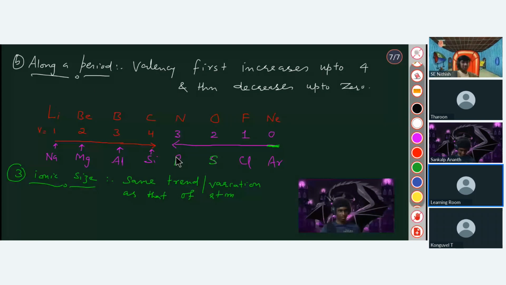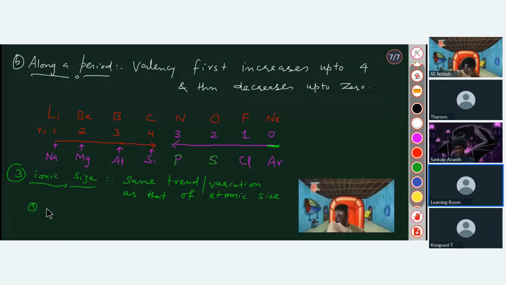So same trend or variation as that of atomic size. Can you then tell me what will happen to the ionic size along a period, that means from left to right? So ionic size will decrease, right? Exactly. Ionic size decreases along a period.